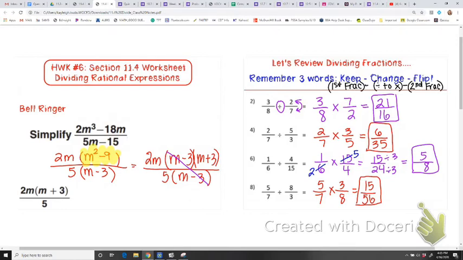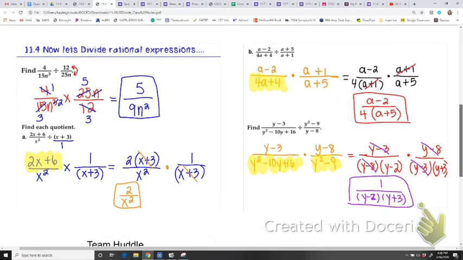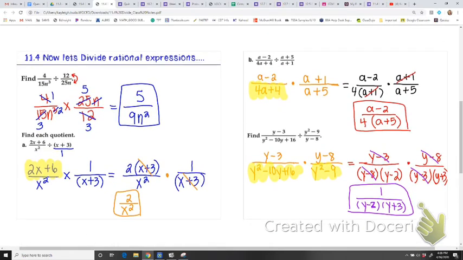So keep in mind when we learn to divide normal fractions, you think of 3 words: keep, change, flip, or multiplying by the reciprocal of the second fraction. So you can see here, if I have 3/8 divided by 2/7, I can rewrite that as 3/8 times the reciprocal, which is 7/2, and then you can multiply straight across if needed. So that's the idea we're going to do now, just make it a little more complicated with some variables mixed in. So if we look at this first one, 4 over 15n cubed divided by 12 over 25n.